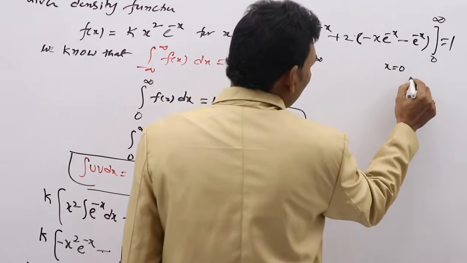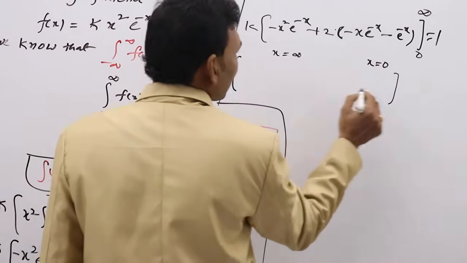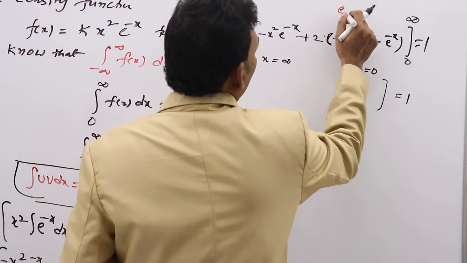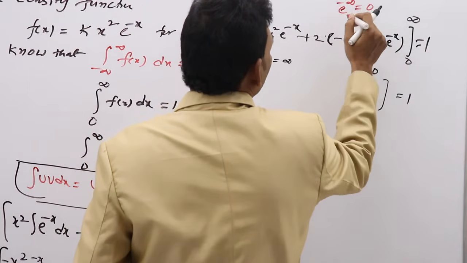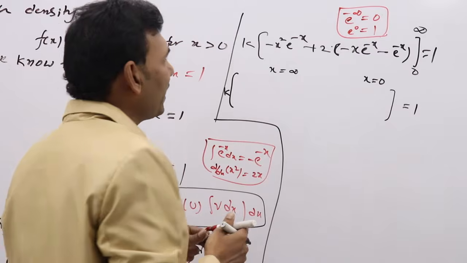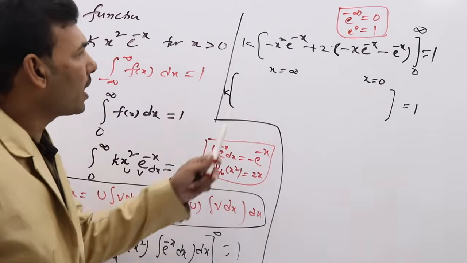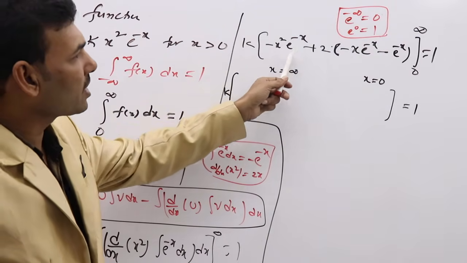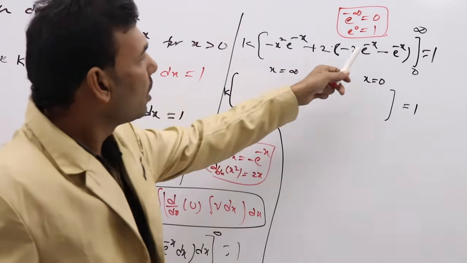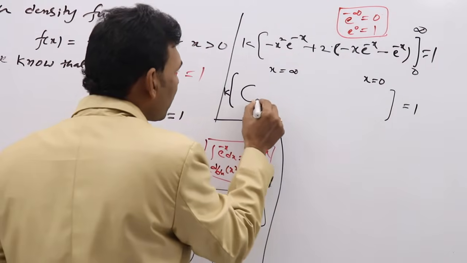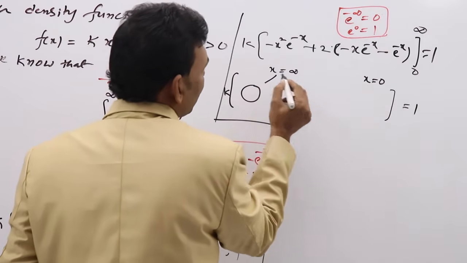While writing in the place of x infinity, you all recall this one, e power minus infinity is 0, e power 0 is 1. So if you write in the place of x infinity, e power minus infinity is 0, this term becomes 0, this term becomes 0, this term becomes 0. So the complete total becomes 0 for the infinity case.